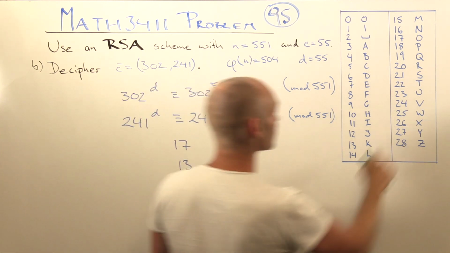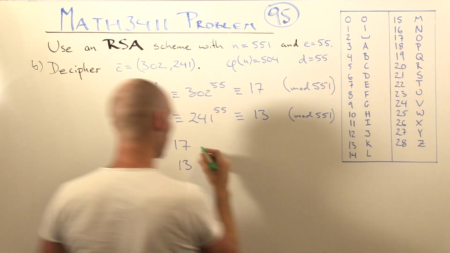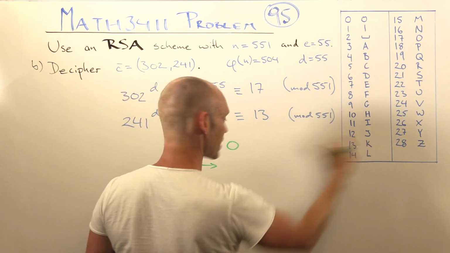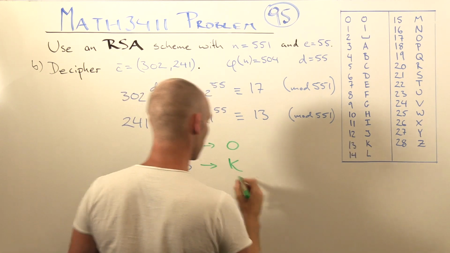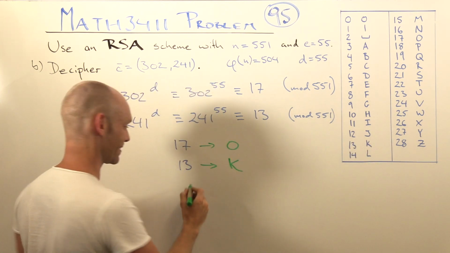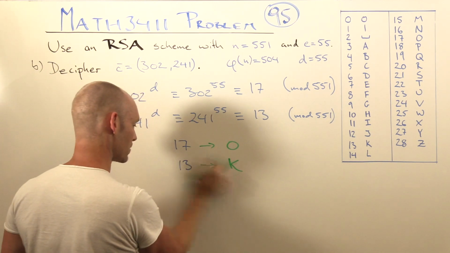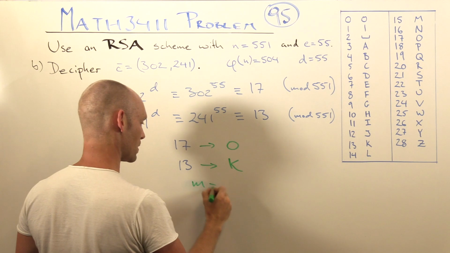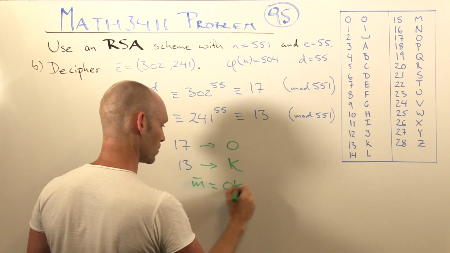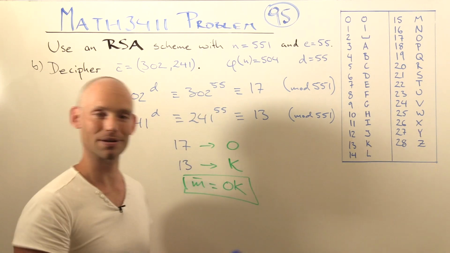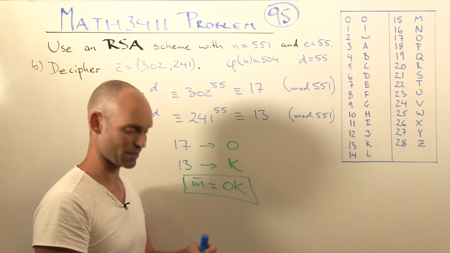Well, let's have a look. 17 is O, and 13 was K. So this is our message. The message, let's say M for message, was just OK. And that does sound like a plausible message, so we are probably correct.